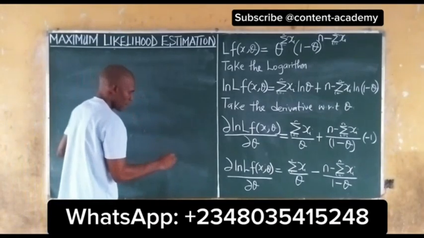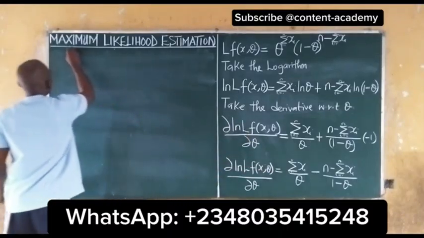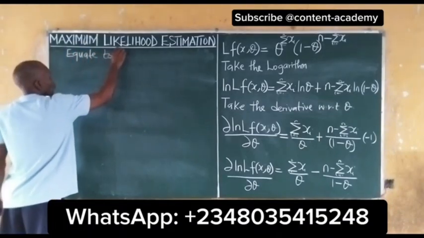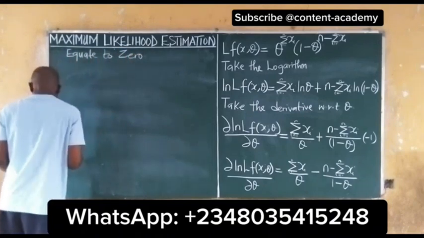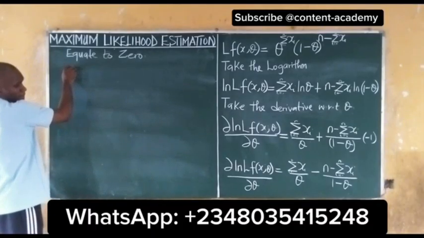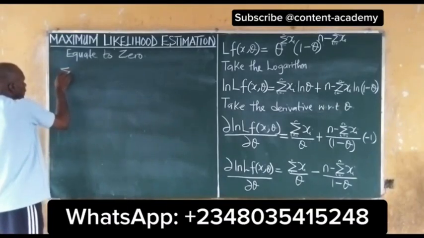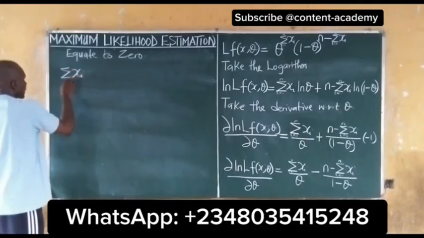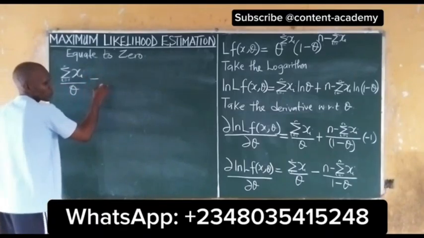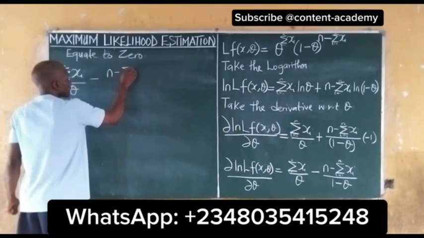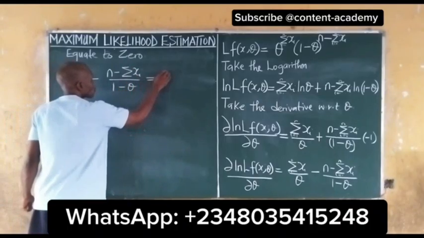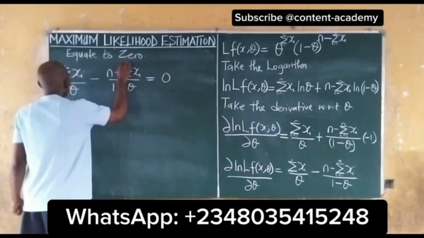So the next thing to do is equating to 0. So equating to 0, we get summation of xi, as i running from 1 to n, all over theta, minus n minus summation of xi, all over 1 minus theta, to be equal to 0, as i running from 1 to n.